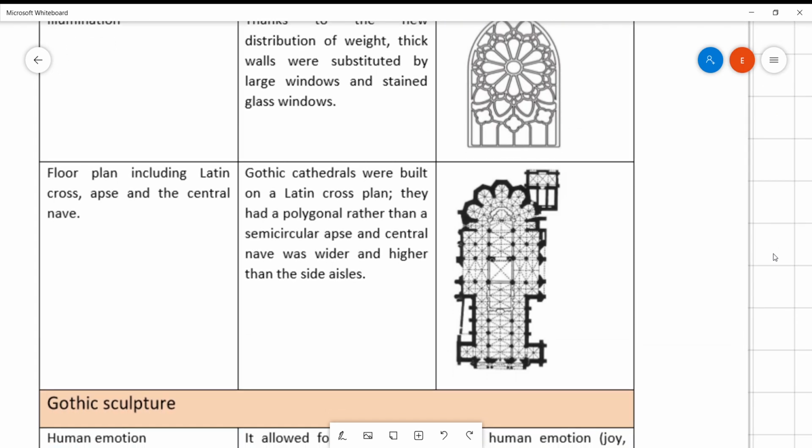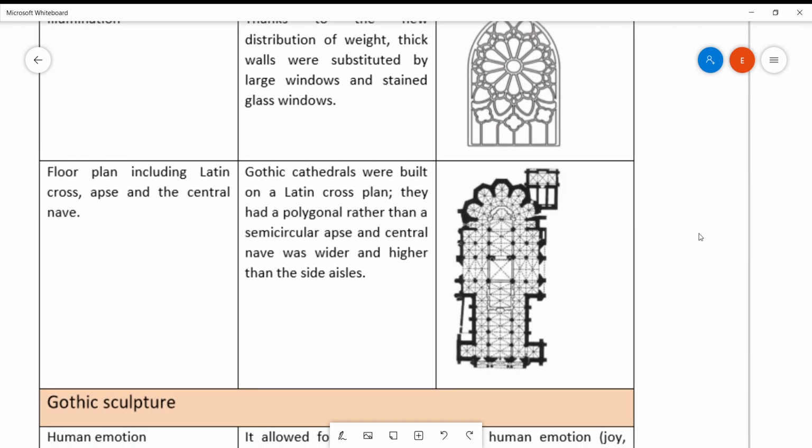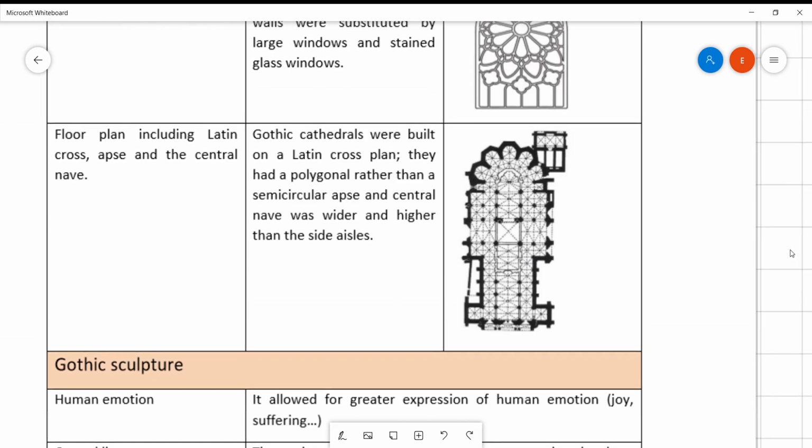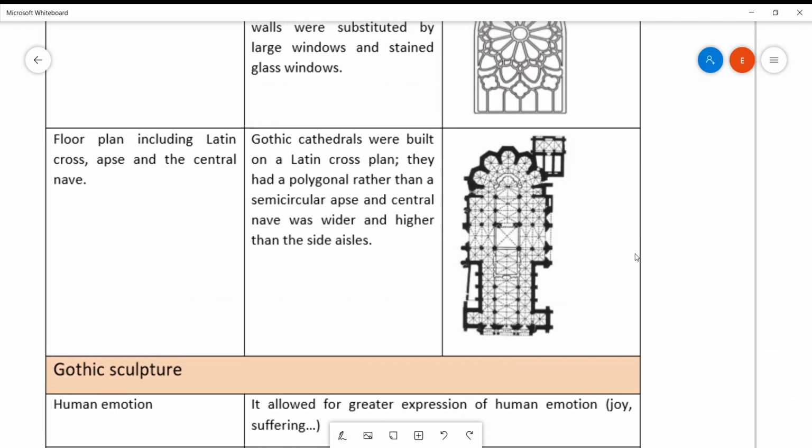Okay, a very well known Spanish cathedral for its stained glass windows is León. León is very famous because of that.